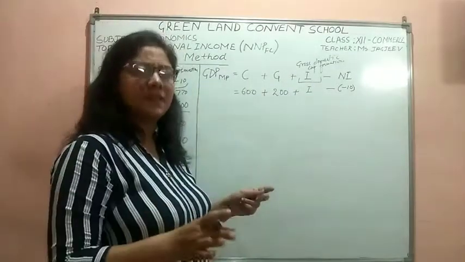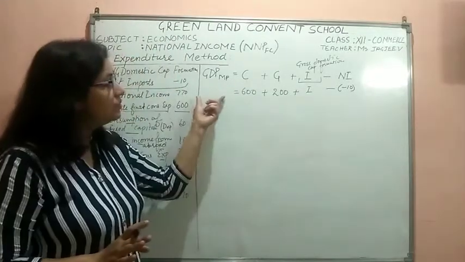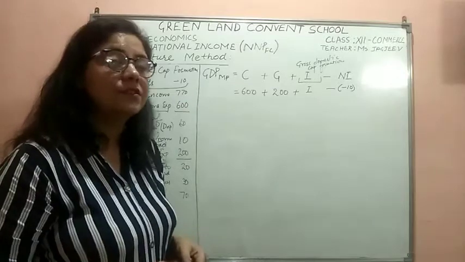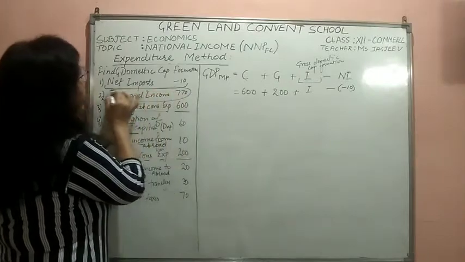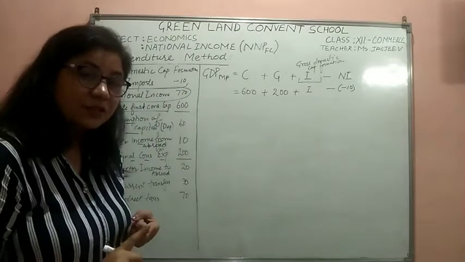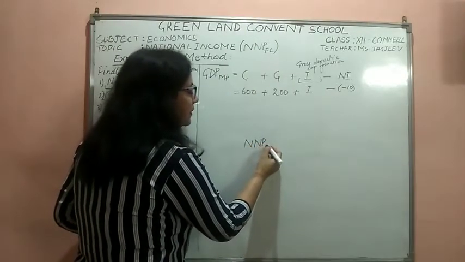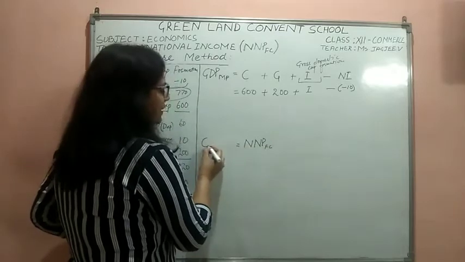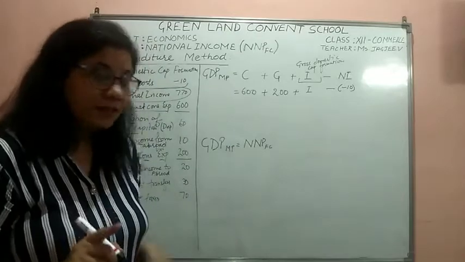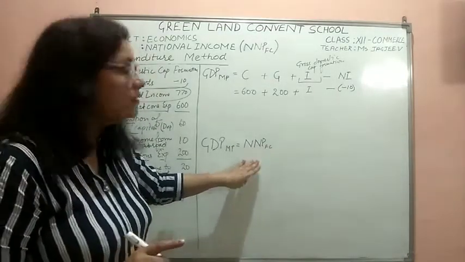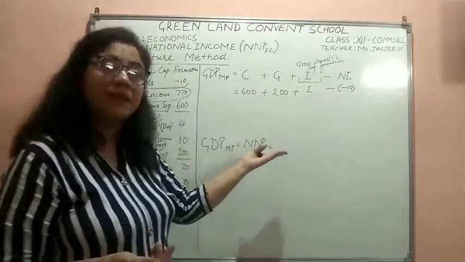I know that you are very good in mathematics. If one item is not given, you can easily find it. But if two items are not given, then how are we going to do it? Dear students, here comes the role of national income. We are given national income. National income is NNP at FC. We can find GDP at MP with it. If national income is given, NNP at FC is given to us. We require GDP at MP. Let's try to find GDP at MP from NNP at FC.